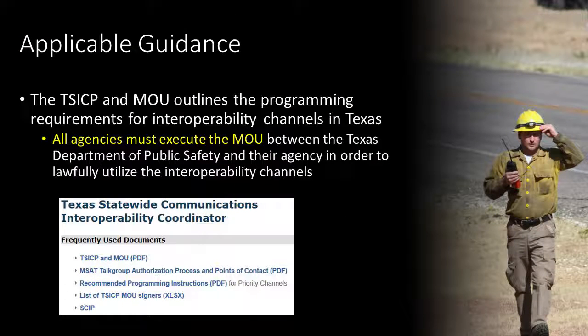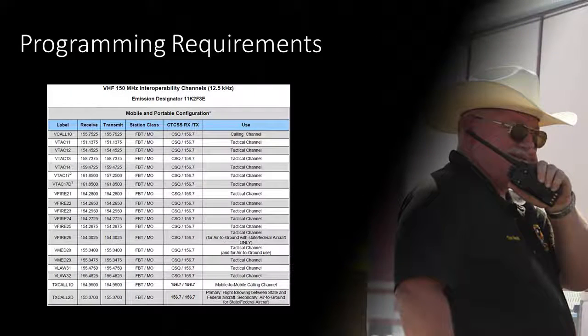The Texas Statewide Interoperable Channel Plan and the MOU included within the document outline the programming requirements for interoperability channels across the state. If you remember from Unit 2, all agencies and jurisdictions must execute the MOU between the Texas Department of Public Safety and their own agency or jurisdiction in order to lawfully use the interoperable channels. You can access the TSICP and MOU on the Texas Statewide Communications Interoperability Coordinator, or SWIC's, website using the link below. The TSICP outlines how the interoperability channels should be programmed into radios throughout the state of Texas.